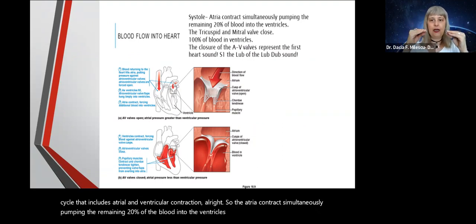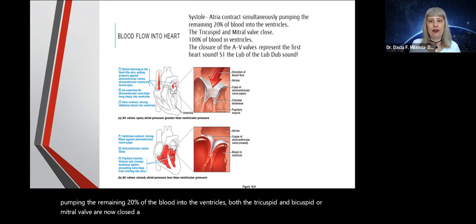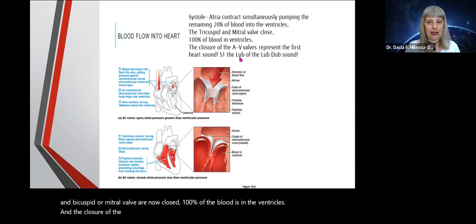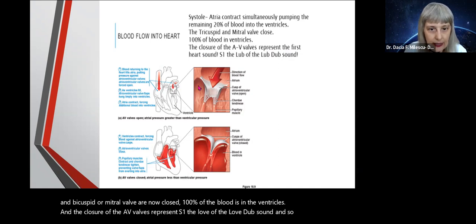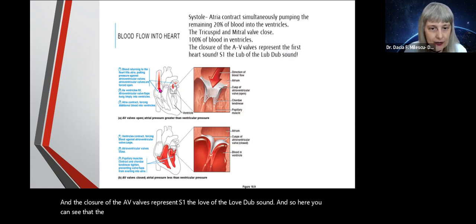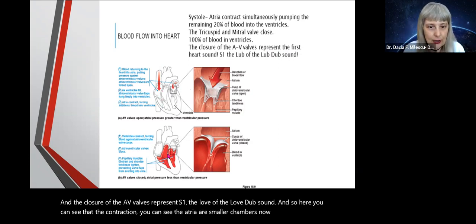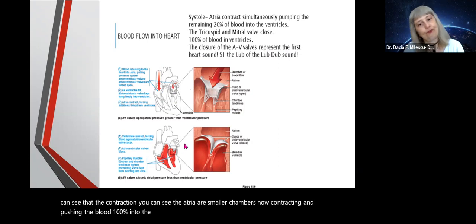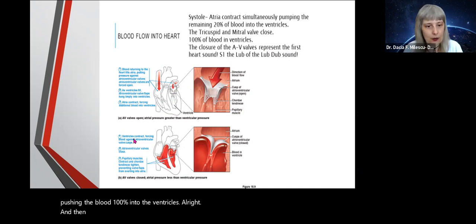Both the tricuspid and bicuspid or mitral valve are now closed. 100% of the blood is in the ventricles. And the closure of the AV valves represents S1, the lub of the lub-dub sound. And so here you can see the atria are smaller chambers now, contracting and pushing the blood 100% into the ventricles. All right. And then the valves are closed.